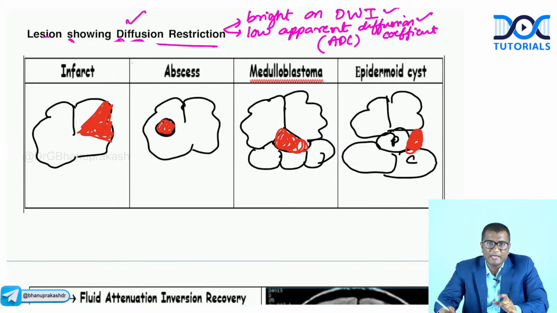A wedge-shaped area in a particular arterial territory showing diffusion restriction is an acute infarct, right? Acute infarct. Ring enhancing lesion showing diffusion restriction will be an abscess. Fourth ventricular tumor, pediatric age group showing diffusion restriction would be medulloblastoma. A CP angle lesion, cerebellopontine angle lesion showing diffusion restriction would be epidermoid cyst. All of these will appear bright on diffusion weighted imaging, right? So, and they'll have low apparent diffusion coefficient.